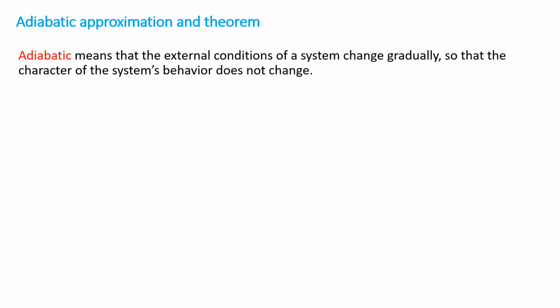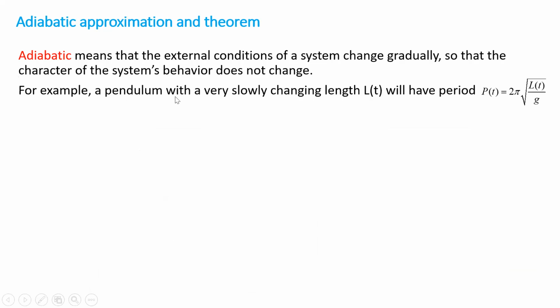Suppose our system is a pendulum, and the external condition that is changing is the very slowly changing length of the pendulum, L of t. Now, one character of the pendulum's behavior is the period P of t. P is 2 pi square root of L over g.